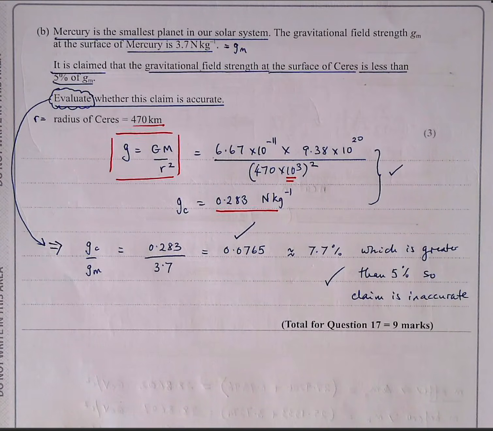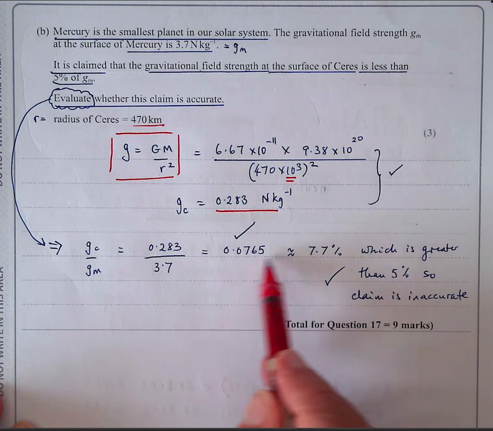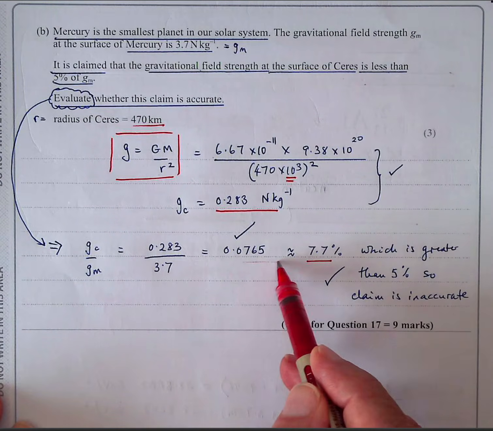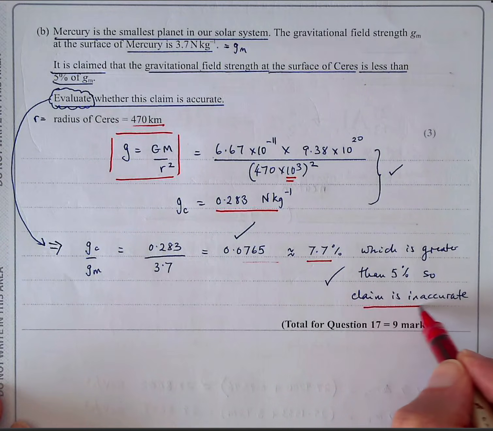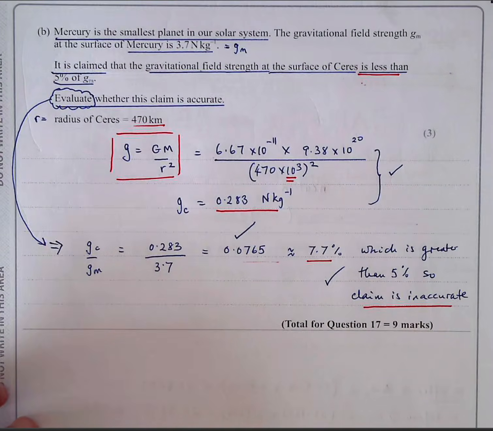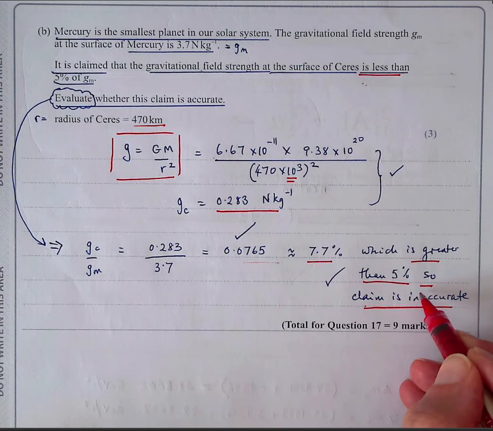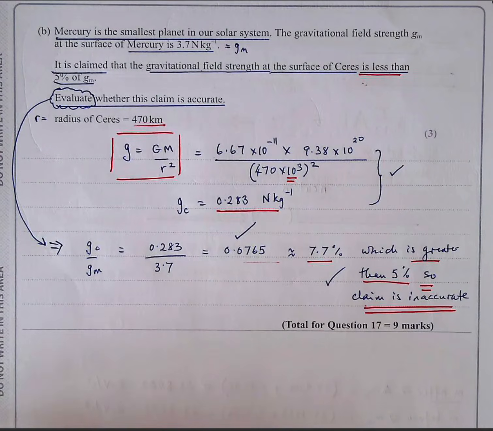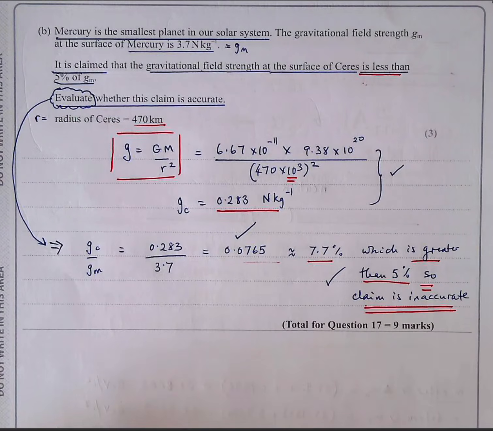Just make sure I got that right compared to the examiners. Yes. Well, that is 0.283 out of 3.7. It's only 7.7%, roughly speaking, two significant figures again, which is greater than 5%. So the claim is inaccurate, because it said it's less than 5%. Well, it's 7.7%, which is greater than 5%. So the claim is inaccurate. Even with this last bit, don't leave it to their imagination. Make sure you drive your point home to make sure they don't drop a mark.